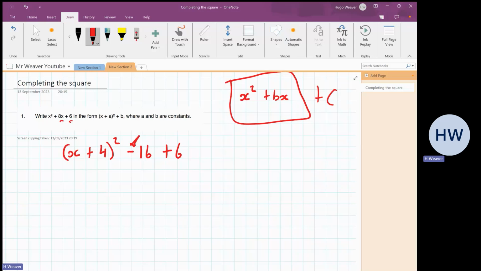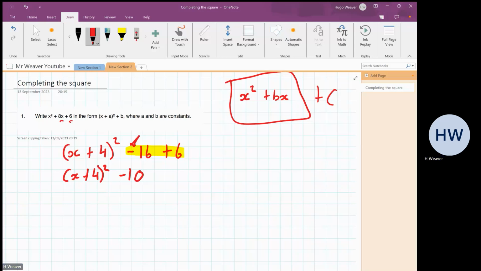So now all you need to do is just sort out this bit over here. I don't know why I'm writing in red. I don't really like red, but we'll finish this question in red. So I now just need to finish that off and say it's going to be x plus 4 all squared minus 10.